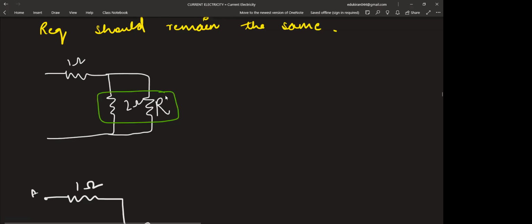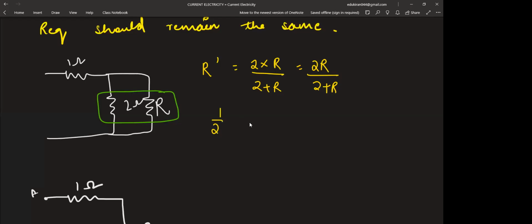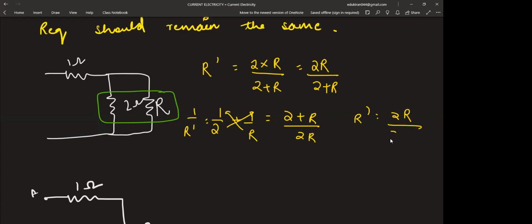So for these two, they are connected in parallel. So R dash will be equal to 2 into R by 2 plus R, that is 2R divided by 2 plus R. Why? Because see, 1 by 2 plus 1 by R. When you take the LCM, it is ultimately 2 plus R by 2 into R, and this is equal to 1 by R equivalent. So for R equivalent, you have to reciprocate it. That is 2R by 2 plus R.